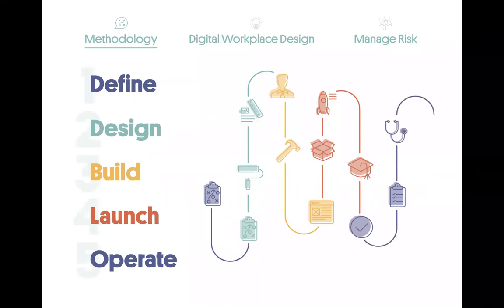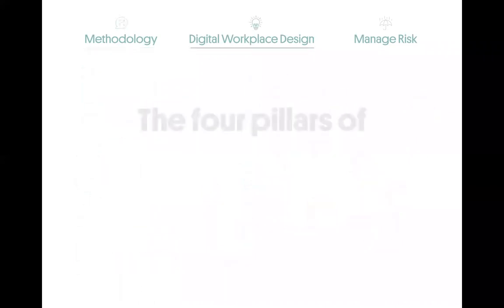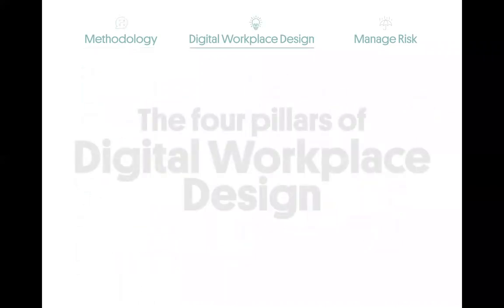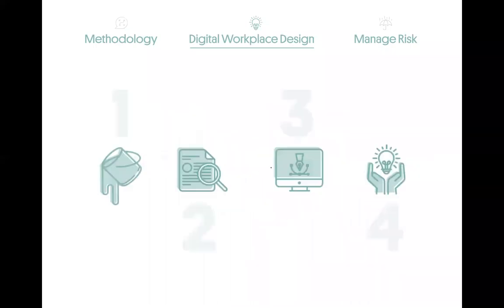So that's a really quick overview of the 5 phases in our methodology. Again, that's define, design, build, launch, and operate. Now let's pause to consider digital workplace design. Now for us, digital workplace design consists of 4 powerful design disciplines. These are our pillars. We have visual design, information design, technology design, and solution design.